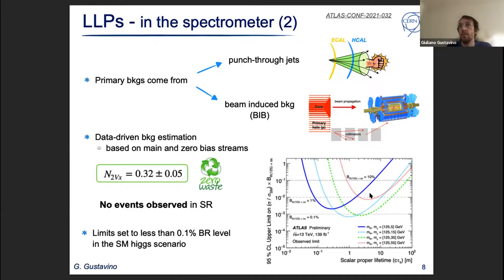So here we are really close to the background-zero conditions, and no events are observed in the signal region, and we can set limits on the branching ratio of the X to long-lived particles at the order of 0.1%, which is basically the level of the branching ratio of the Standard Model X decaying into these particles.